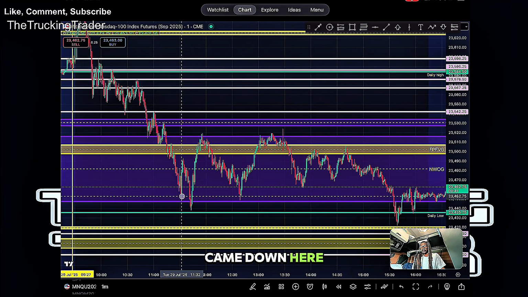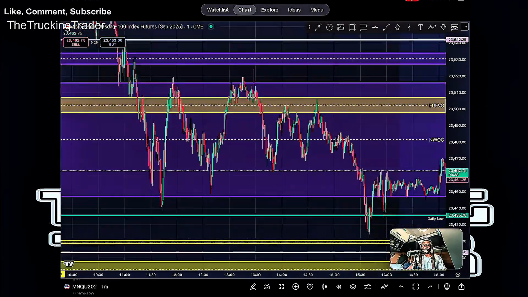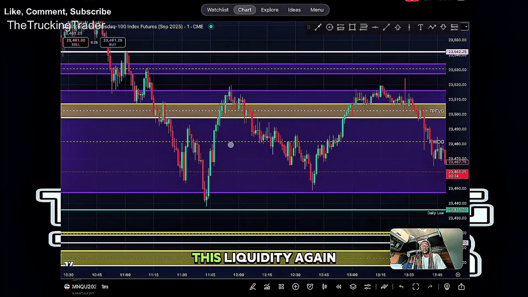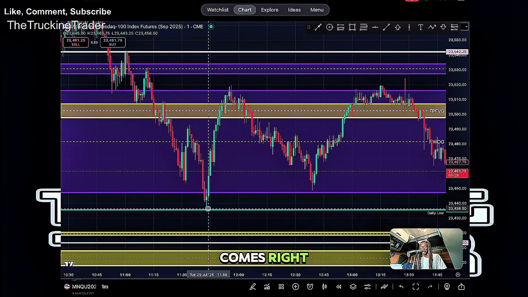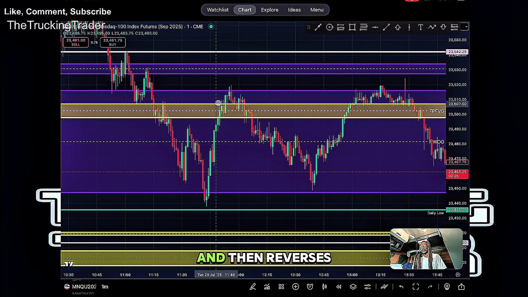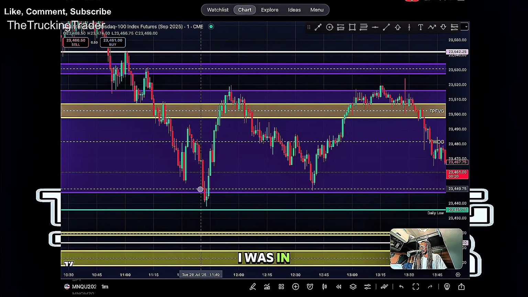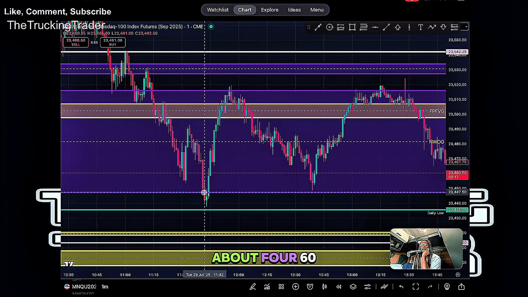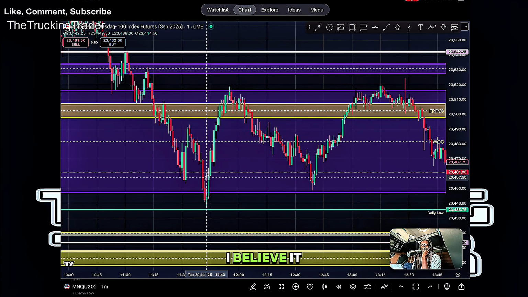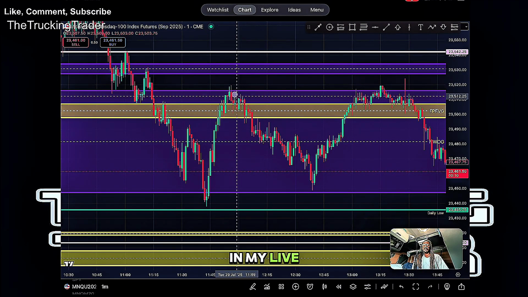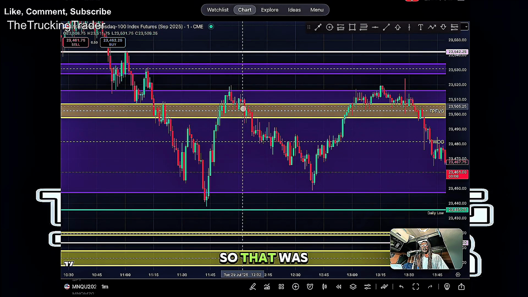Then when the price came down here, it swept this liquidity again, right? Let me zoom in. Price came down here and swept this liquidity again. Same thing, right? Notice how it comes right before that previous day low before it stops and then reverses to take out some liquidity, right? I was in on this trade as well. My overall price was about 460, I believe it was. And then I rolled that up and I made about $400 in my live account. So that was that trade, right?